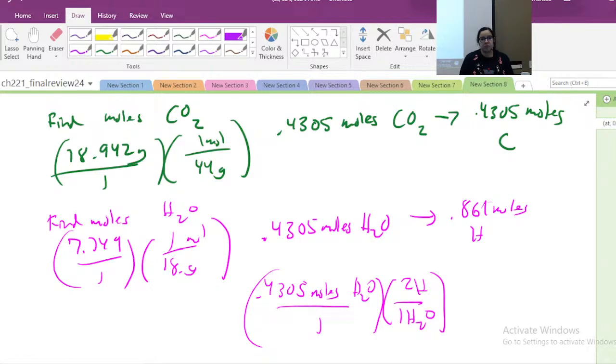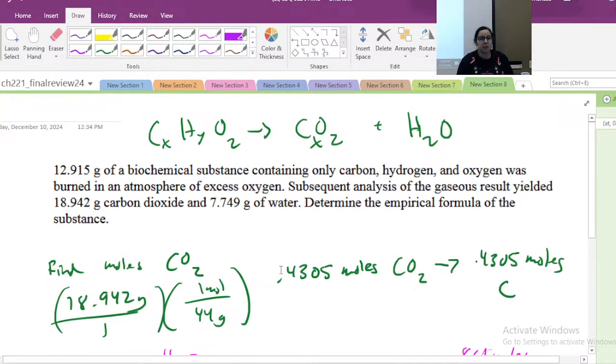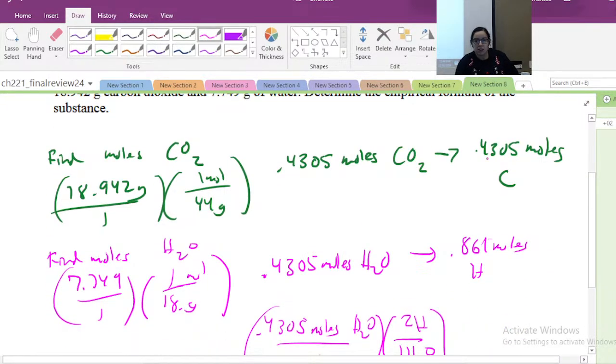Same thing for oxygen, but what's the problem with oxygen? It's in CO2 as well. Yes, it's also what you get when you burn, and we added some unknown amount of oxygen. So we have to do something a little different. I think we were kind of saying it right, because we were finding moles of carbon and hydrogen in our original sample. So what can we do?